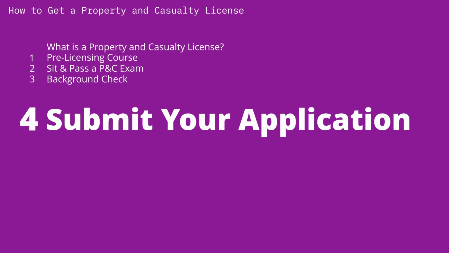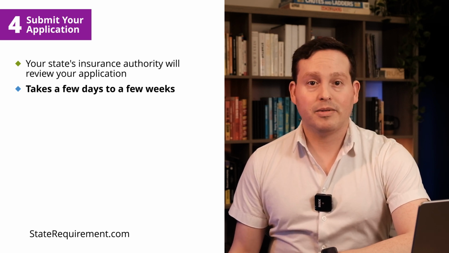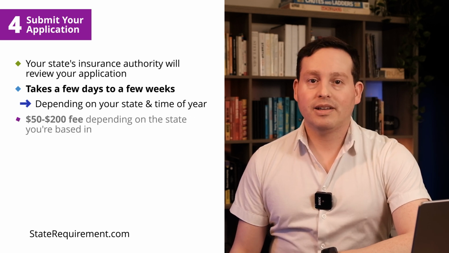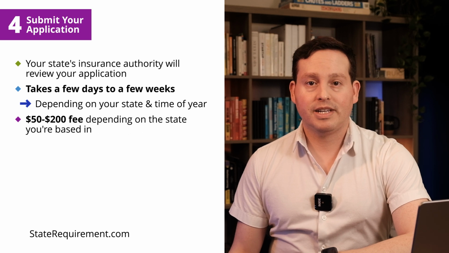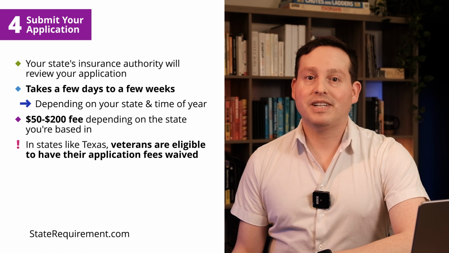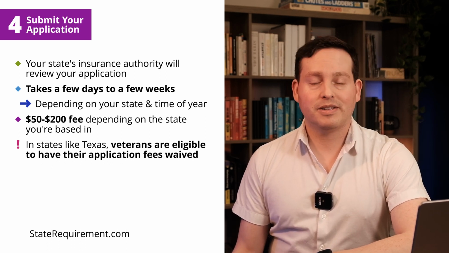Step 4. Submit your insurance license application. Once you've successfully completed all the above, the final step involves your state's insurance authority, for example, the Department of Insurance, reviewing your application to make sure everything's in order. This typically takes between a few days and a few weeks, though the exact amount of time it takes for your application to be reviewed will vary greatly, depending on your state and the time of year. The fee you'll need to pay in order to submit your application will also depend on the state you're based in and range between $50 and $200. In states like Texas, veterans are even eligible to have their application fees waived, though you'll need to check whether this exists in your specific jurisdiction.